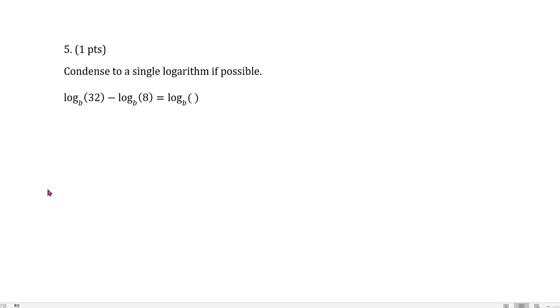We don't need to pull the power inside since 8 to the first is still 8 and 32 to the first is still 32. We have subtraction between two logs with an identical base of b. Therefore, we can combine them into the ratio of two values. This means that we're going to have the positive 1 becoming the numerator part of the answer part, with the 32 as the numerator of the answer part, and the 8 as the denominator of the answer part. That's because we originally had subtraction.